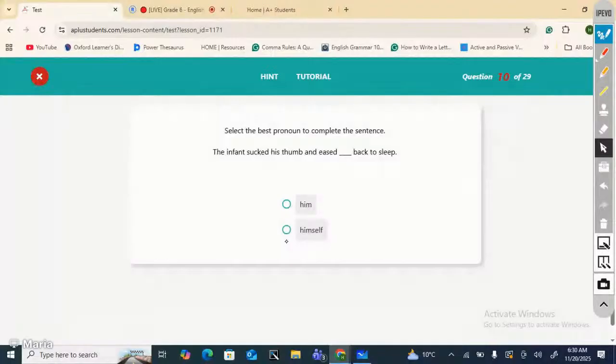The infant sucked his thumb and eased blank back to sleep. Eased him back or himself back to sleep.